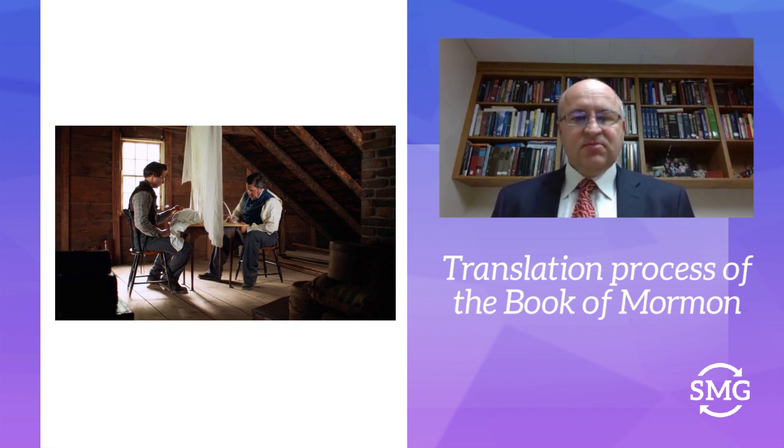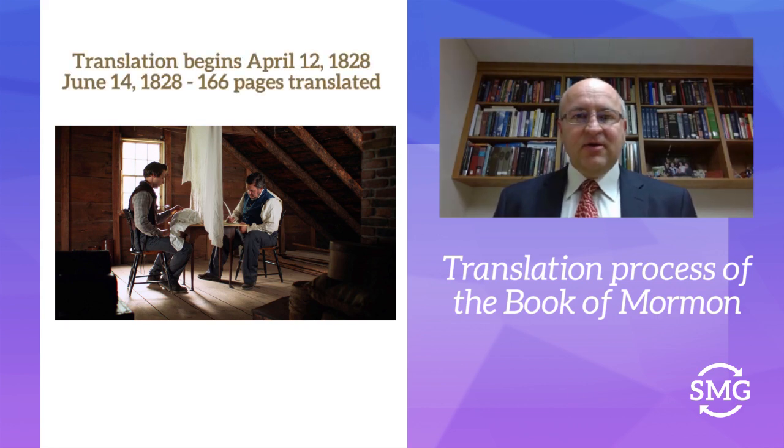The translation process began April 12th in earnest, 1828. By the 14th of June, they had 116 pages translated. These are going to be 116 pages of the Book of Lehi that end up being lost. They were translated by the Urim and Thummim.